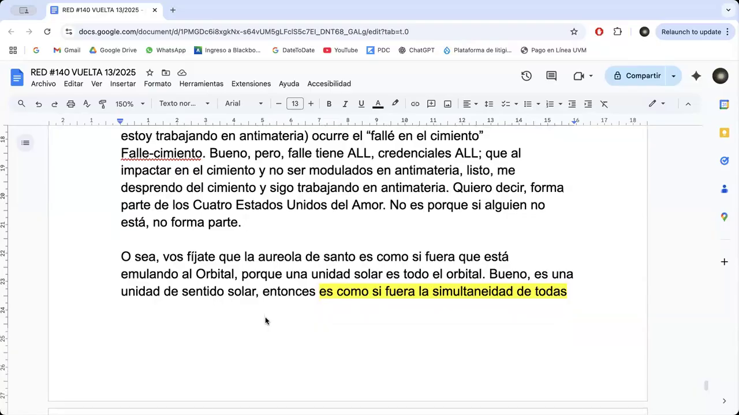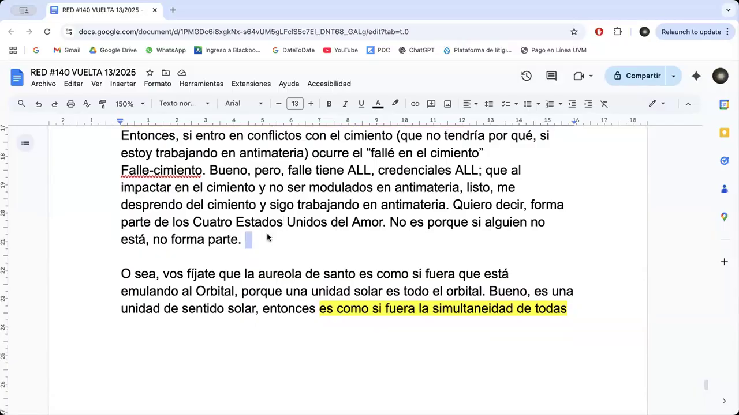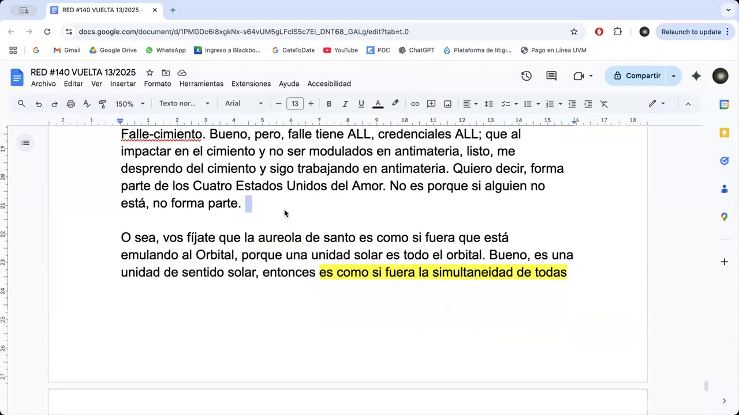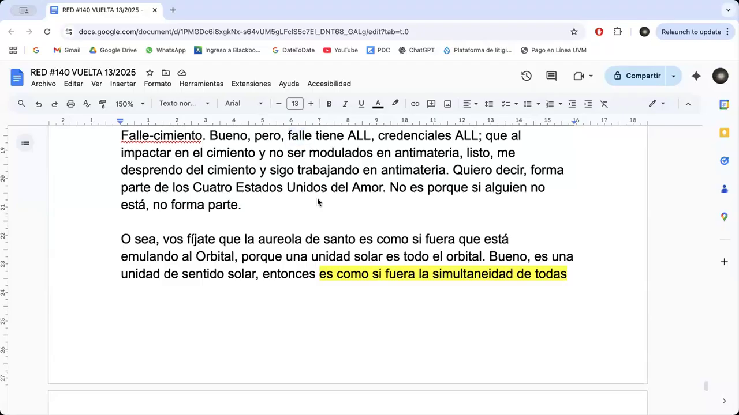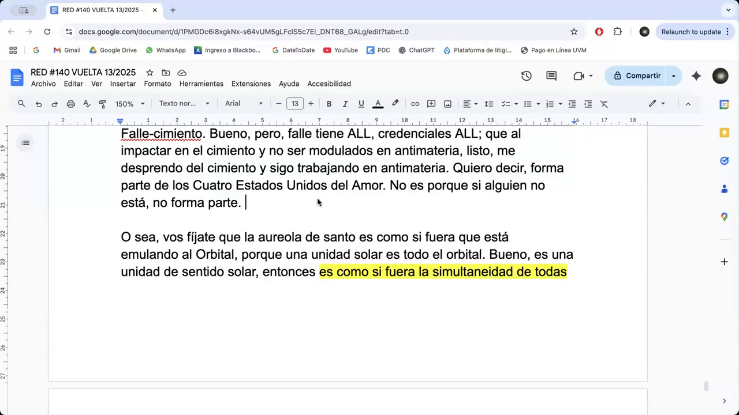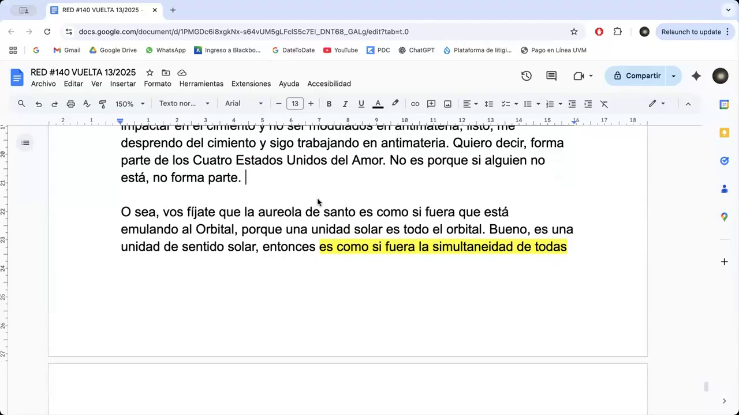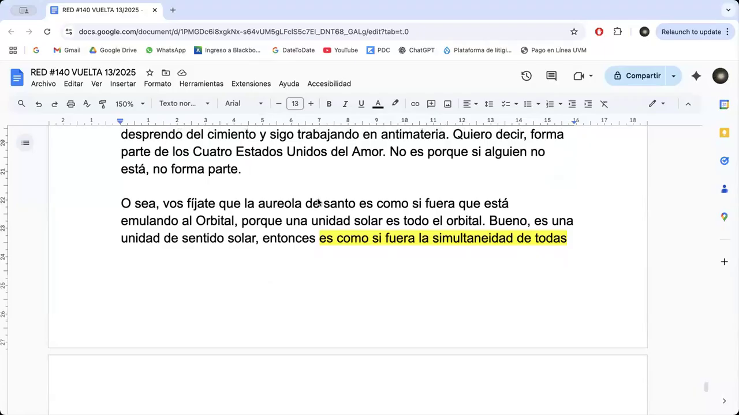If I am entering into a conflict with the foundation, then the falle en el cimiento happens. Fallecimiento is death, right, in Spanish. But you see the word fallecimiento, foundation. I failed in the foundation. That happens if I have a conflict with the foundation, right? But the word falle has A-L-L, LLA credentials, that when they impact the foundation and they are not modulated in the antimatter, I unlink myself from the foundation and I continue to work in the antimatter, which is death, right? That is one of the 4 states of love. And it doesn't mean that if someone is not here, they are not a part of this, okay?